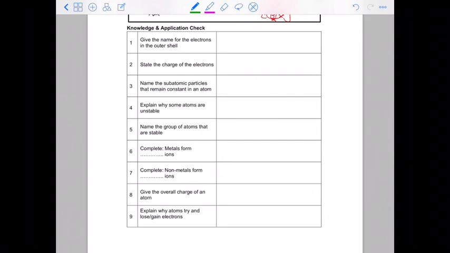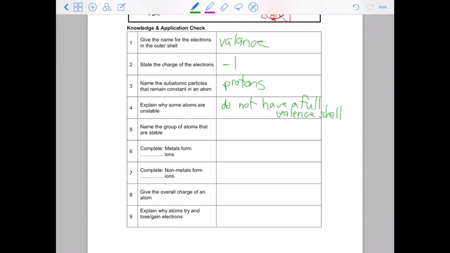So hopefully you have those answers written in. The name of the electrons in the outer shell are the valence electrons. The charge of the electrons is -1. The subatomic particles that remain constant in an atom are the protons, because the number of protons doesn't change. Why are some atoms unstable? Because they do not have a full outer shell, or a full valence shell. The group of atoms that are stable are group 0, or the noble gases.